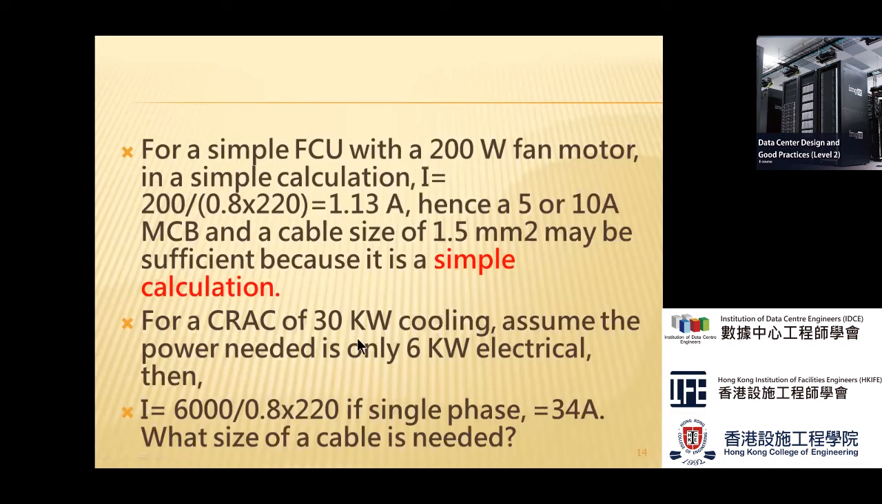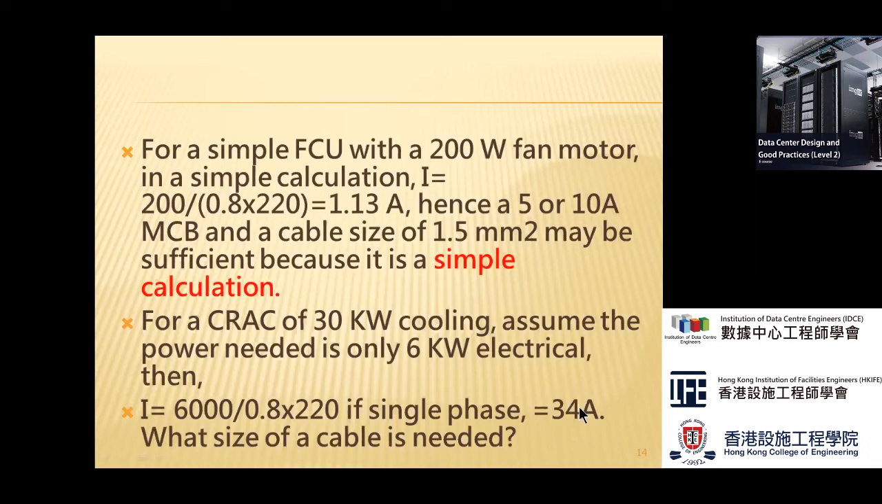Now suppose you have a CRAC unit of 30 kilowatt cooling. This is again 30 kilowatt cooling, kWc. Assume the power needed is only 1/5, or divide by 5. So you only get 6 kilowatt electric. So the power required for this CRAC unit is about 6 kilowatt electric, divided by the power factor 0.8, divided by the single phase voltage of 220 volt. So the single phase current is equal to 34 amp.